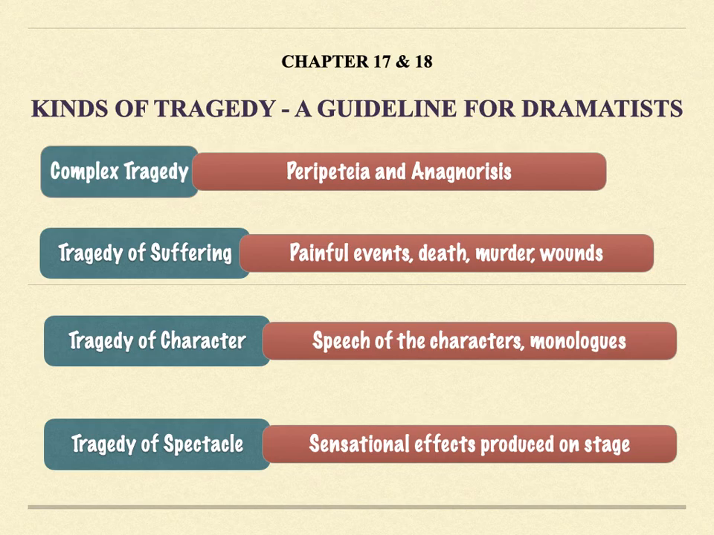Now, if you remember, we studied the different types of plots. There are two kinds of plots, simple plot and complex plot. Simple plot is one which goes in a linear way and there are no twists and turns, whereas a complex plot is a plot which includes peripetia and anagnorisis. So a complex tragedy is a tragedy which incorporates these two elements, peripetia and anagnorisis. I'm not repeating those points because you know that peripetia is a sudden reversal of situation and anagnorisis is the final discovery.